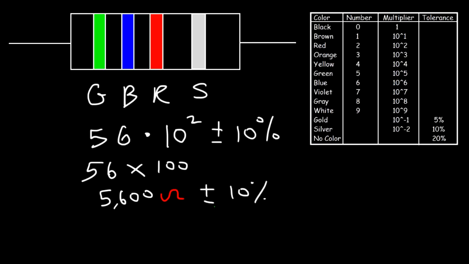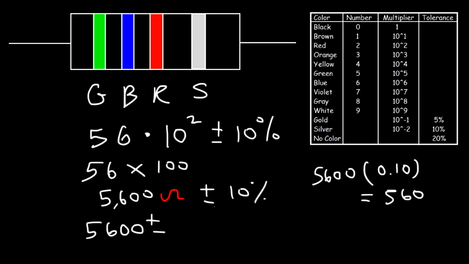Now let's calculate 10% of 5600. So 5600 times 10%, which is 0.10. To convert a percentage to a decimal, you can divide by 100 or move the decimal point 2 units to the left. 5600 times 0.10 is 560. So basically, we need to add or subtract 560.